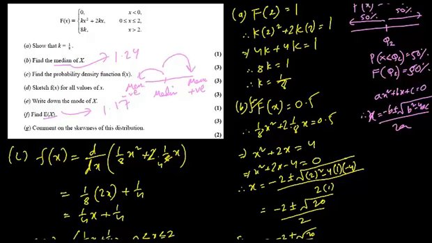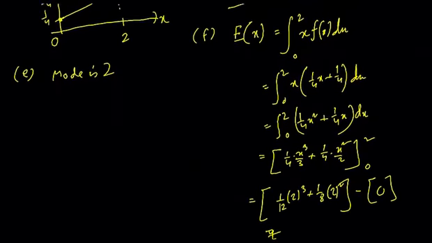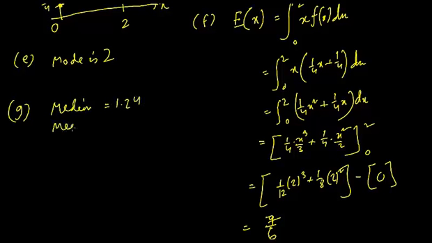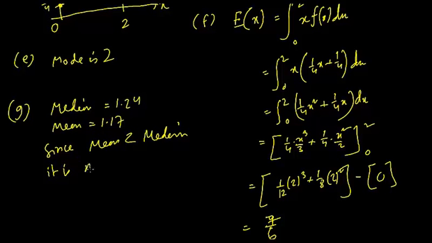If the mean is less, we say that the data is negatively skewed. So we can write 1.24 and 1.17. Since the mean is less than the median, it is negatively skewed.